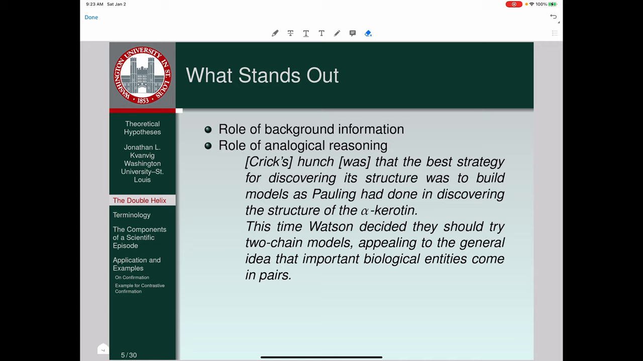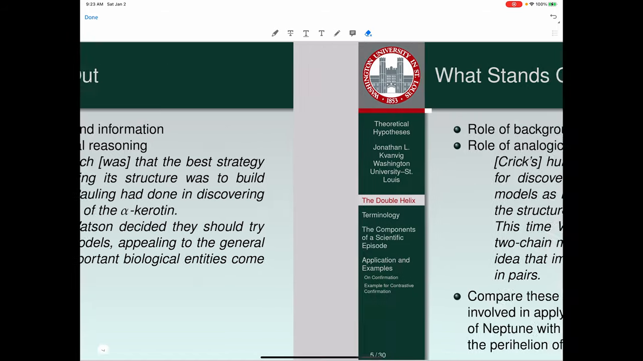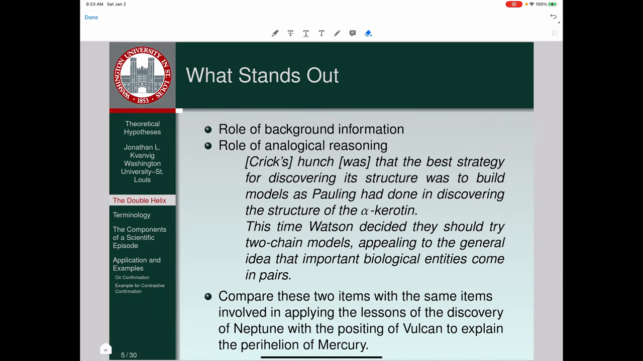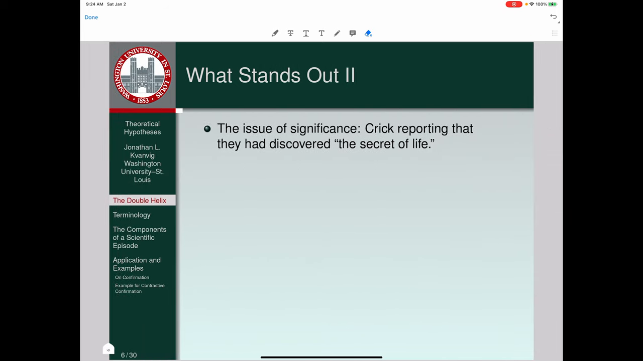So here's a quote. Crick's hunch was that the best strategy for discovering its structure was to build models as Pauling had done in discovering the structure of the alpha keratin. This time, Watson decided they should try two-chain models, appealing to the general idea that important biological entities come in pairs. So both of these are examples of the kind of analogical reasoning that was at work. So we could compare that with the discovery of Neptune and the positing of Vulcan to explain the perihelion of Mercury.